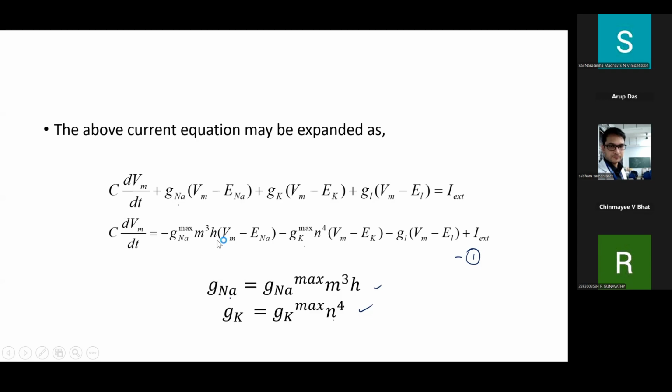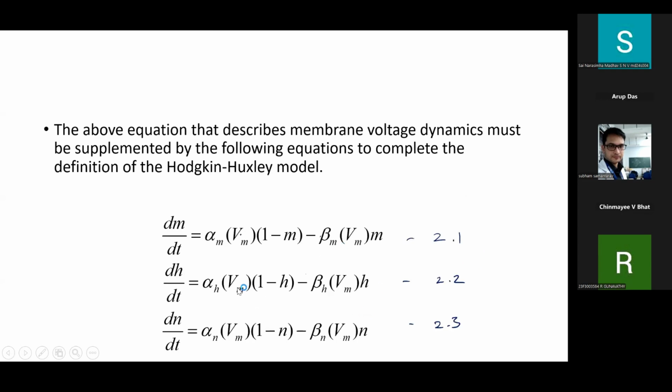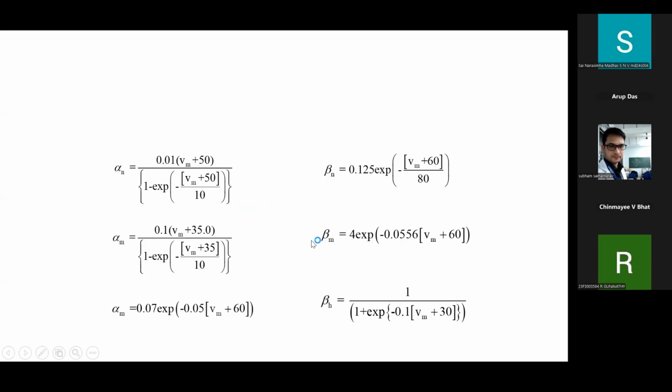How does the connection come? m and h have their own dynamics given by this. And inside the dynamics, I have Vm coming in as a variable, through these alpha and beta functions, which have a bunch of exponentials. All this comes from the Arrhenius law, where these functions are given by this.